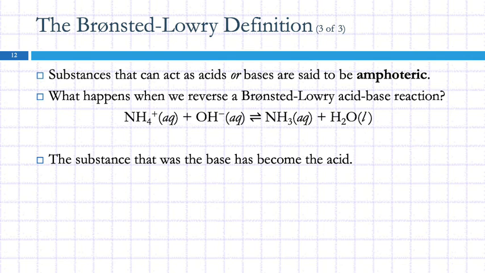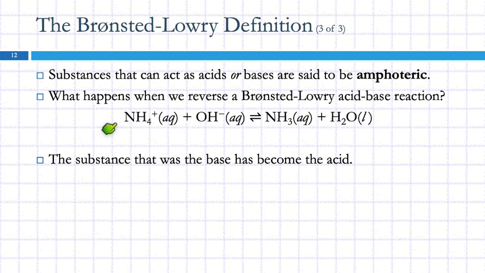Some substances can act as acids or bases, and these are said to be amphoteric. So ampho is the same prefix as in the word amphibian, right? Amphibians can live in the water and on the land. They can do both. So an amphoteric substance is one that can act as an acid or a base, and which one it does depends on the environment that it's in.